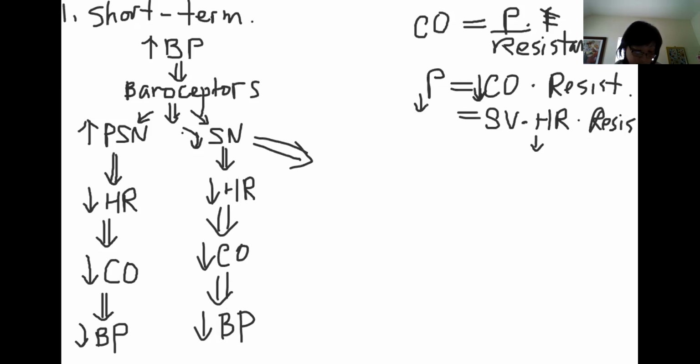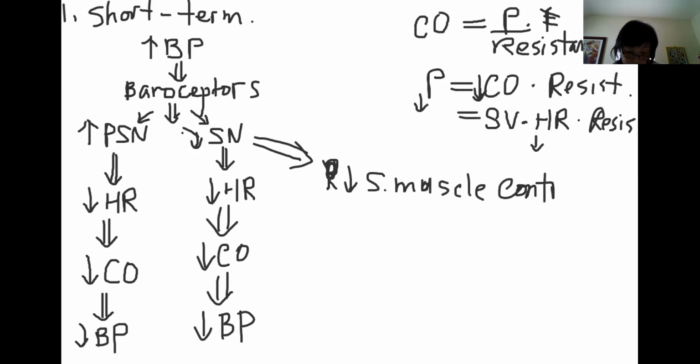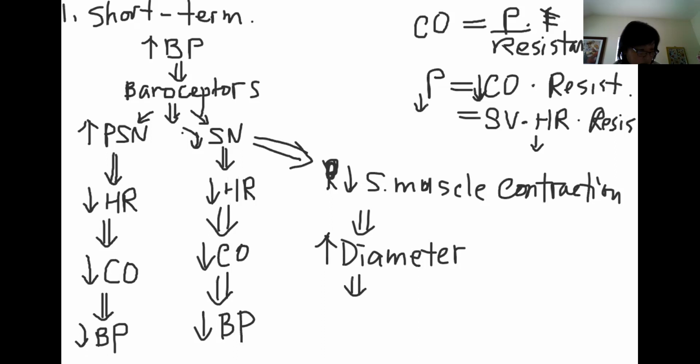If you have less sympathetic innervation, what's going to happen to the vessel diameter? You're going to relax or decrease smooth muscle contraction. Then you're going to increase the vessel diameter, and increase diameter, definitely decrease resistance. We talked about that, right? And then you decrease blood pressure. Pretty good.